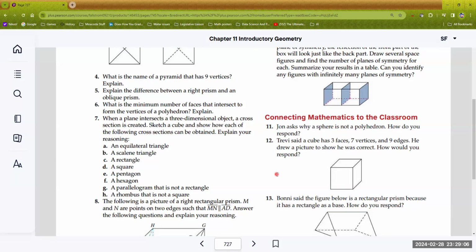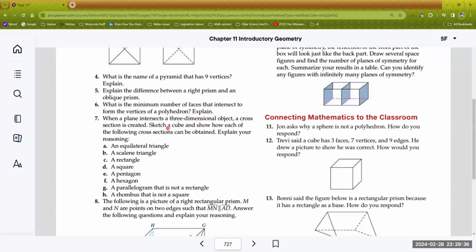Unless it's saying how many total faces there are in the smallest polyhedron. I don't think that's what it means, because we could do a tetrahedron that just has four faces, and those faces intersect to form the vertices of a polyhedra. I think they're going the other direction. Well, let's go find out what the author thought.